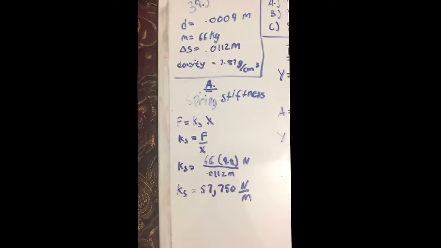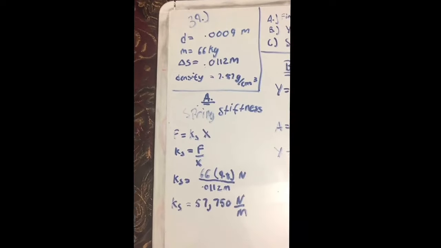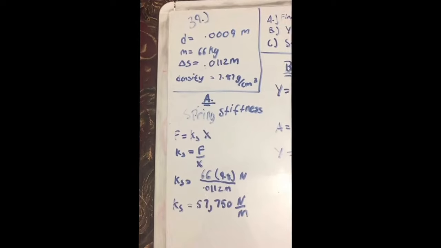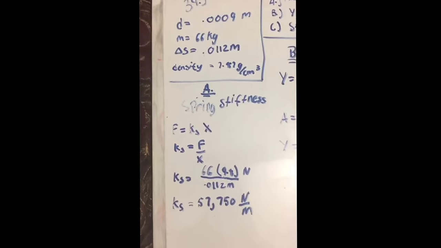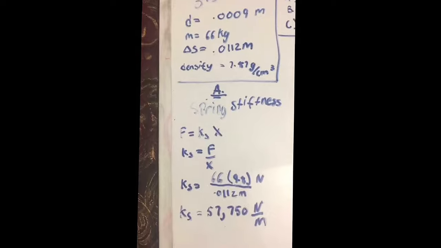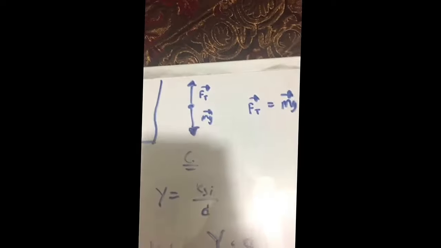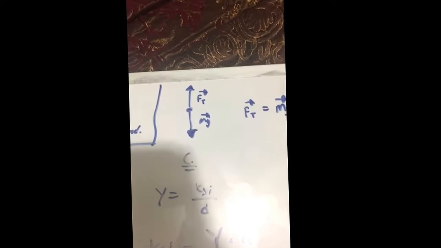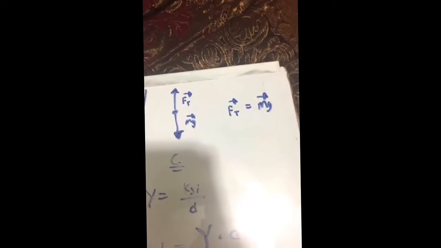To find the spring stiffness, you had to use the equation F equals Ks times X, where F equals the force, Ks equals the spring stiffness, and X equals the length of how much the spring has compressed or stretched. So Ks equals F over X should give you the spring stiffness. It's important to note that from the question, the tension force is equivalent to mass times gravity.